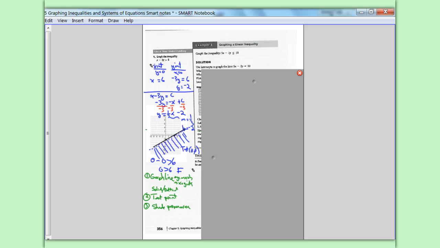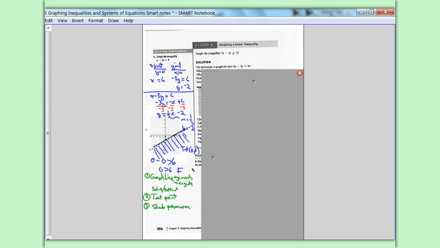So now what you have to do is decide, do I shade above the line or below the line, and do I include the line, or is it dotted? Okay. So my suggestion is, if you don't know, test the origin. Is the origin, as Sabrina said, part of the line? And no, the origin is right here.